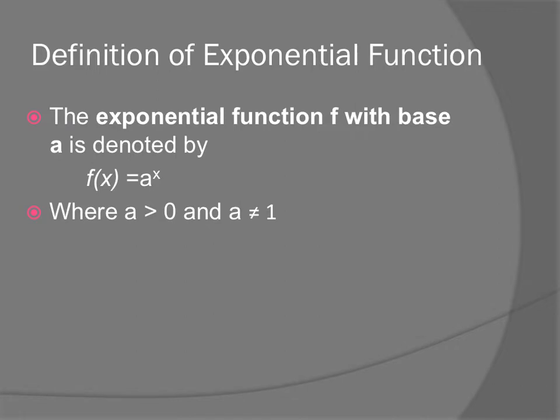So the definition of exponential function is: the exponential function f with base a is denoted as f of x equals a to the x. So it's still functions. We're still talking about functions, which means you still have that f of x involved. And then the a is called the base, and the x on this is called the exponent. A will be greater than 0. So there could be a negative on the front, but the actual base would not be negative. And a cannot be 1, because what happens if I raise 1 to any power? It always stays as 1, right? So is that exponential? Is it growing exponentially? Nope, it would be constant. That's why it can't be 1.